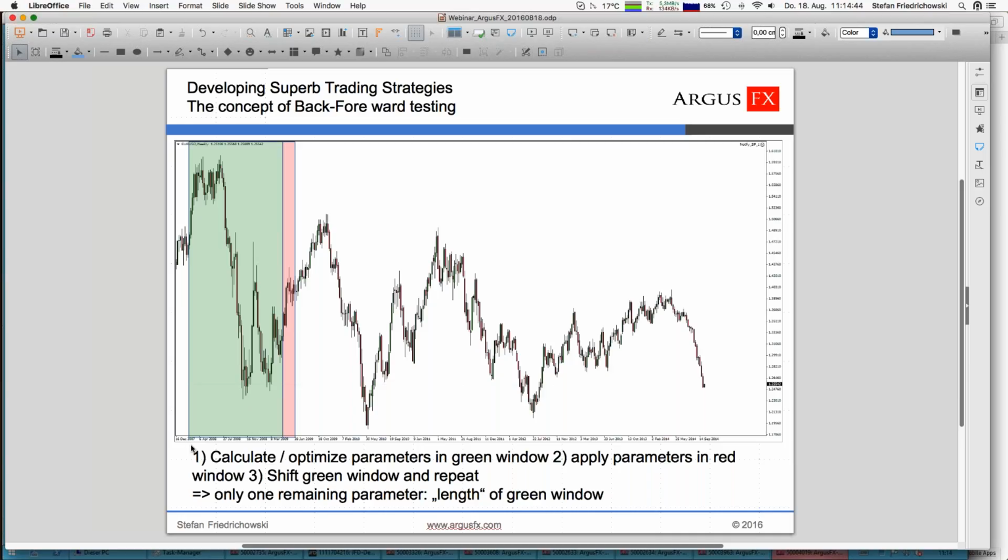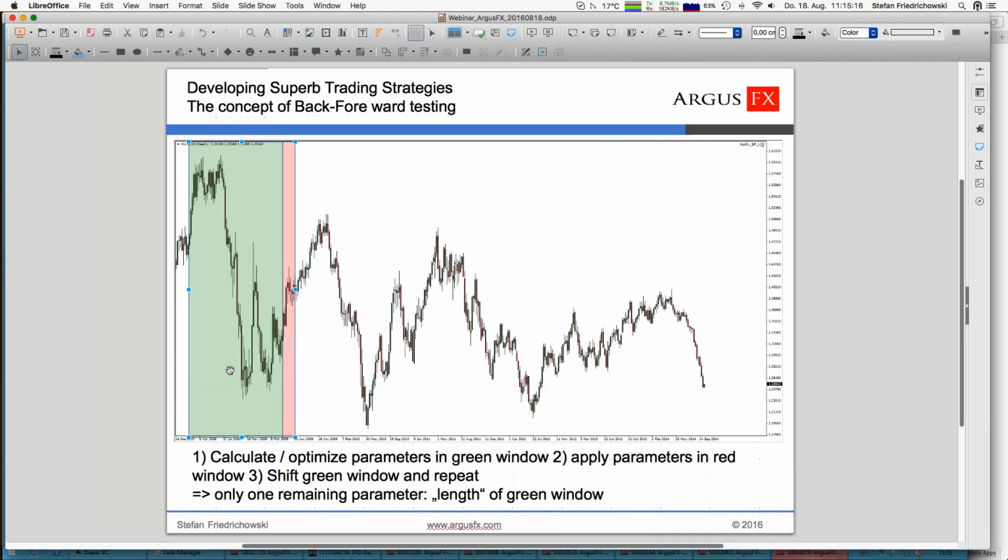In total, by the way, the chart is from 2007 to 2014. Let's look at the green box, the green window. I think box is the better name, by the way. This green box indicates a period of, I don't know, maybe about 1 year of prices.